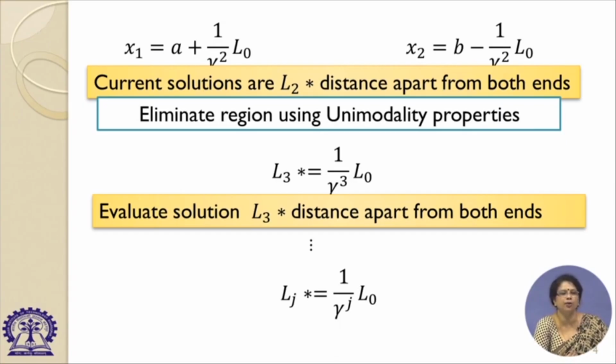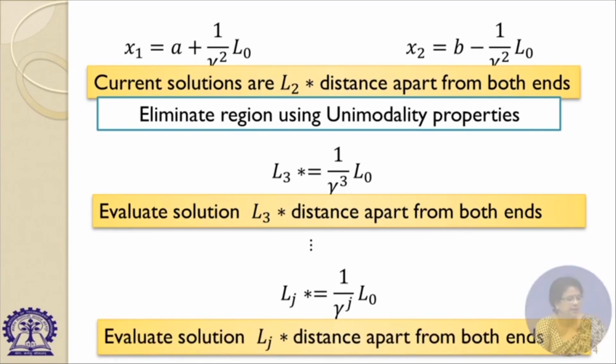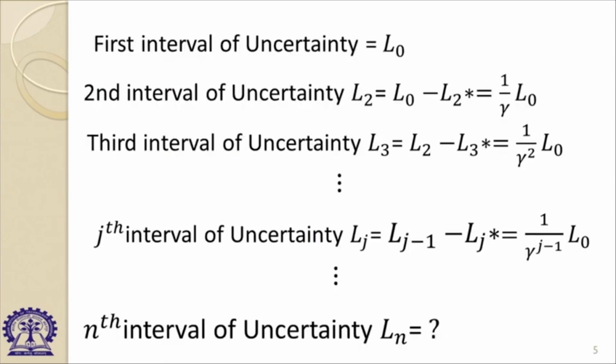How long will we go? As I said in the golden section method, the number of experiments depends on the convergence criteria. If we proceed in this way, at the jth experiment Lj star will be considered. That is the pattern of the golden section method, and we will take 2 points again, Lj star distant apart from both the ends. In this way we will proceed. That is the golden section method.